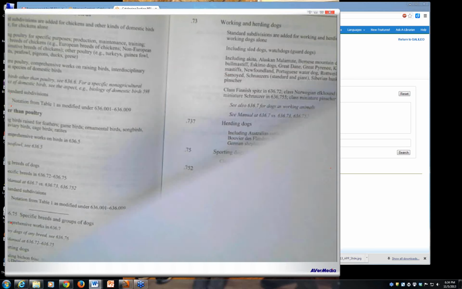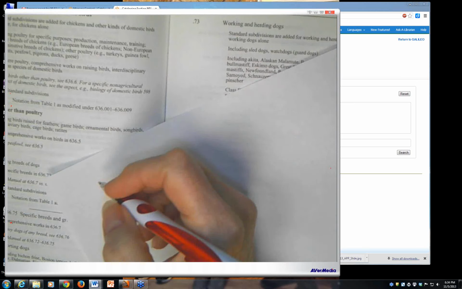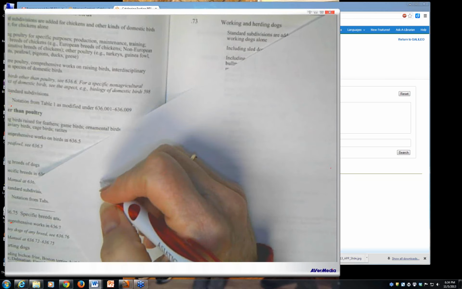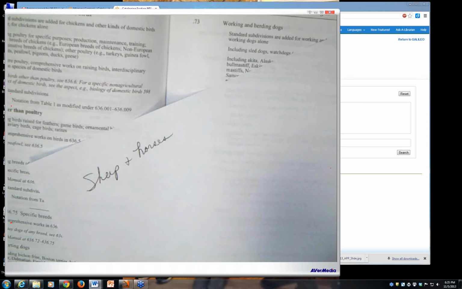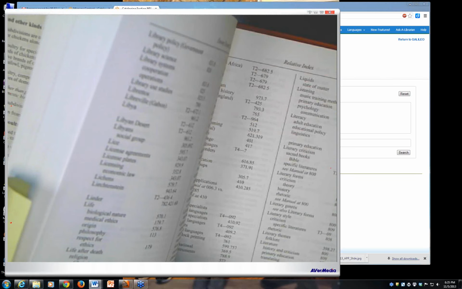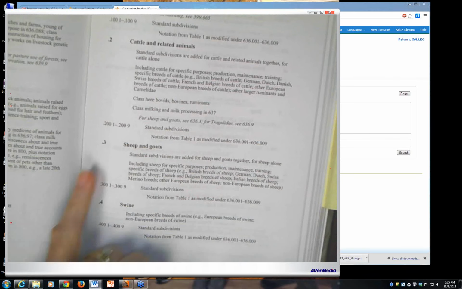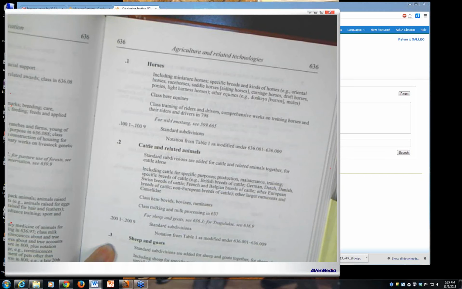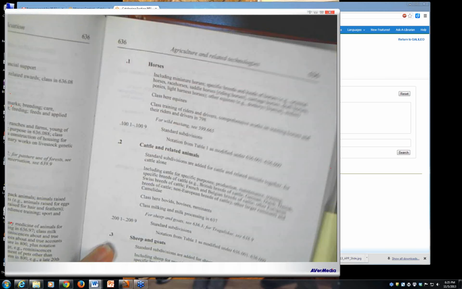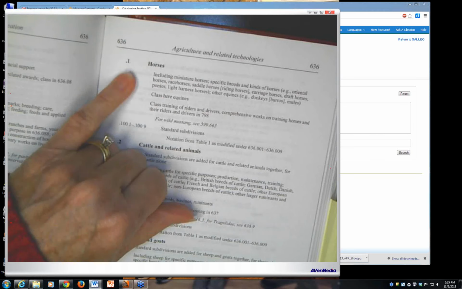Let's say this is a book about sheep and horses. Pretty simplistic. If we look in the relative index, we're going to find that sheep is at 636.3. Here's my 636 at the top, 636.3. And we see, if we look in the relative index, it directs us to horses at 636.1.